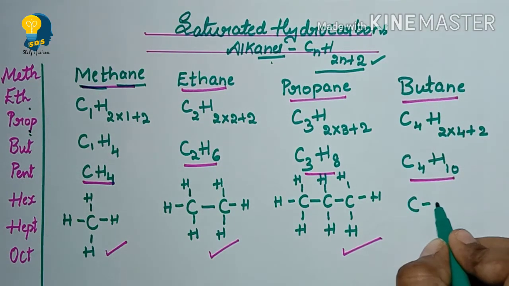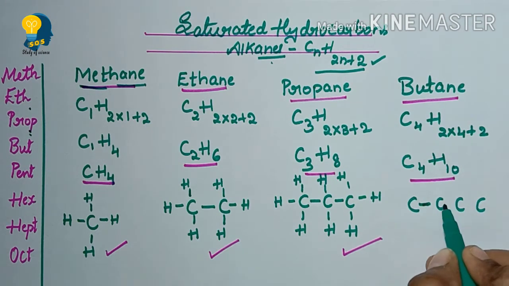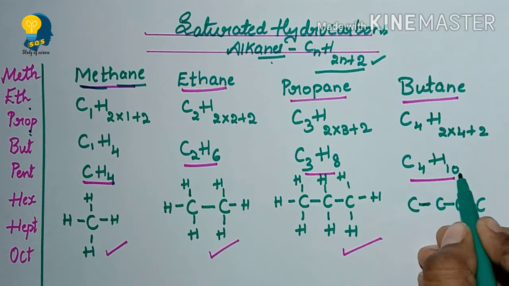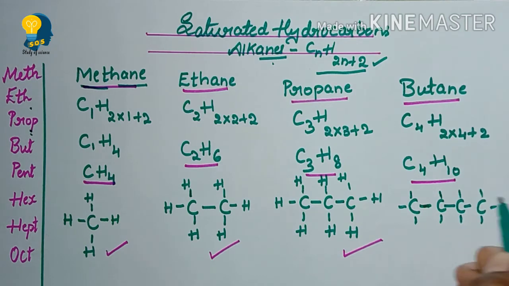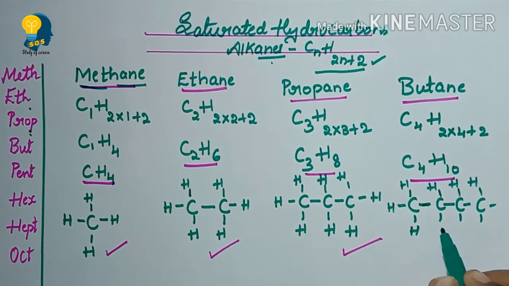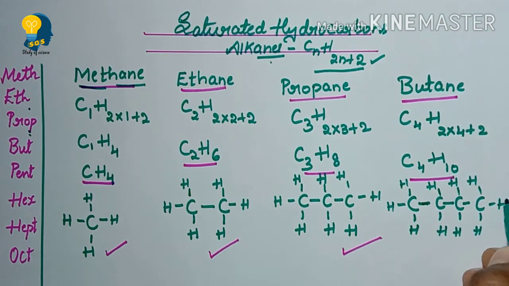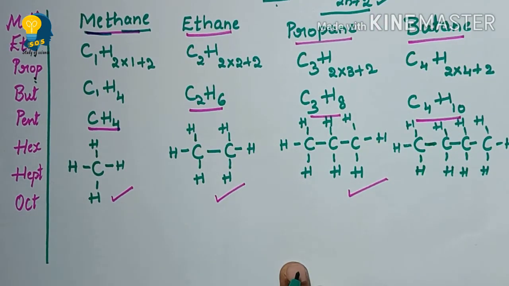C4, let me write first carbon, 2, 3, 4, and saturated hydrocarbon, single bond between the carbon atom. 10 atoms of hydrogen, 1, 2, 3, 4, 5, 6, 7, 8, 9, 10. So there are 10 atoms of hydrogen. Okay, so in this way you can write the pentane, hexane, heptane, octane and so on. I'll just teach you how to write the molecular formula for pentane, hexane, heptane and octane. It's because in the examination these were given more importance.